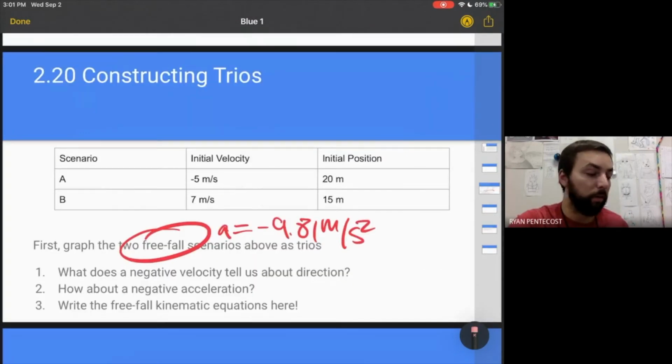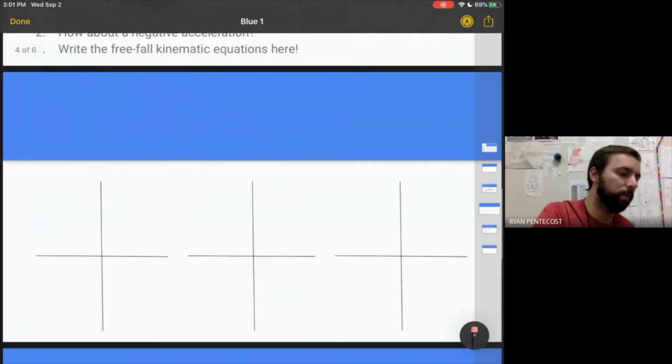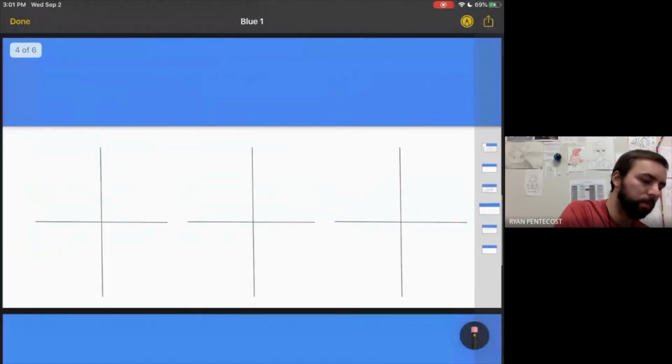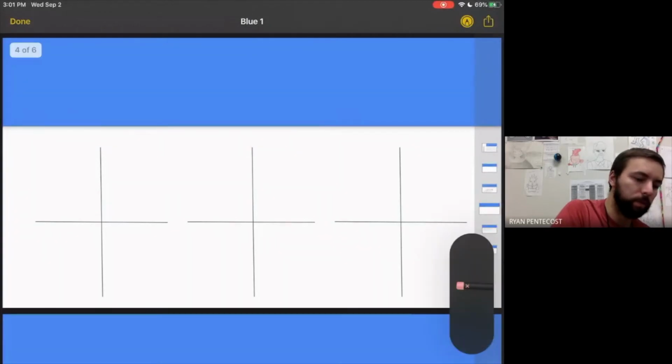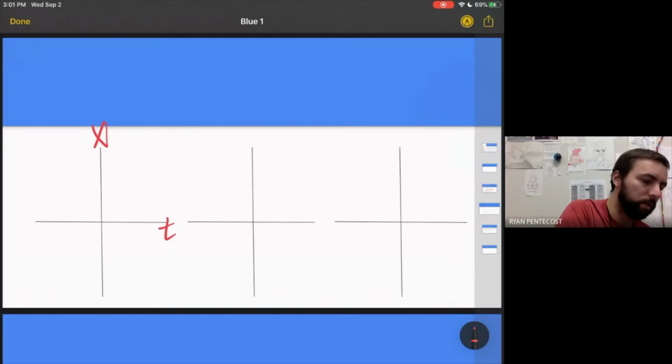Scenario B says that we have an initial velocity of positive 7 meters per second and an initial position of 15 meters. So let's go back down. We know that the acceleration will be negative 9.81 because it's free fall. So we have x versus t, v versus t, and acceleration versus t.